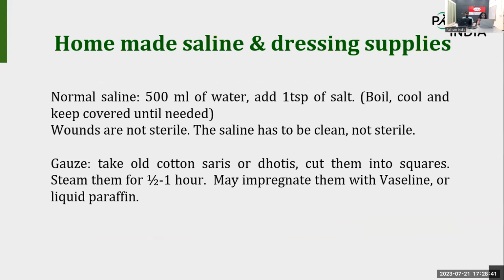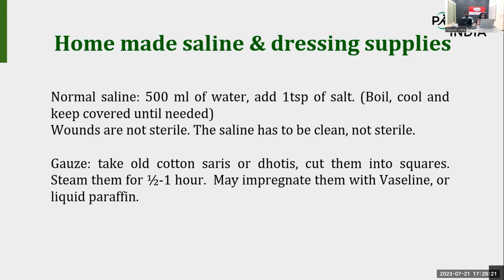So I already told you homemade saline can be used for wound dressing. How do we prepare homemade saline? Take 500 ml of water and add 1 teaspoon of normal salt. Boil it, cool it, and keep it in a clean covered container. This prepared saline can be used for cleaning the wound. Here one thing we need to keep in mind: these are not at all sterile, it's a clean wound only. So this saline we can call clean saline only.